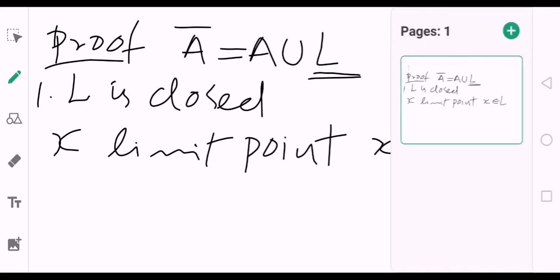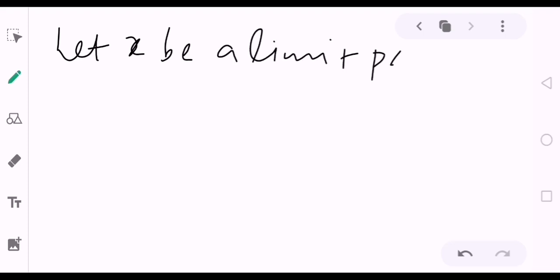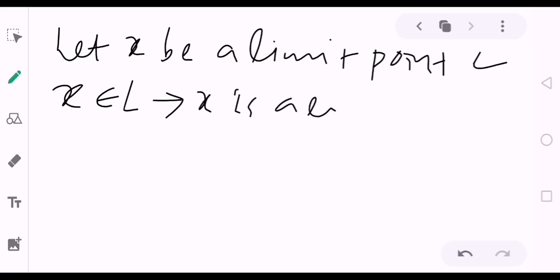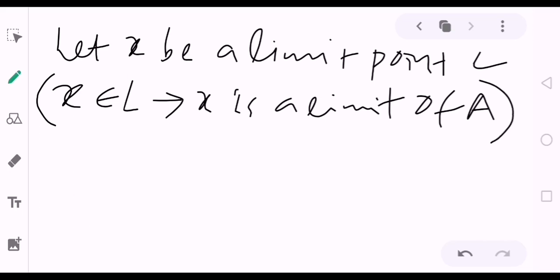Okay, so for that, let X be a limit point of L. Now we want to prove that X is an element of L. X is an element of L means that X is a limit point of A. So instead of proving that X is an element of L, we want to show that X is a limit point of A. So let X be a limit point of L.